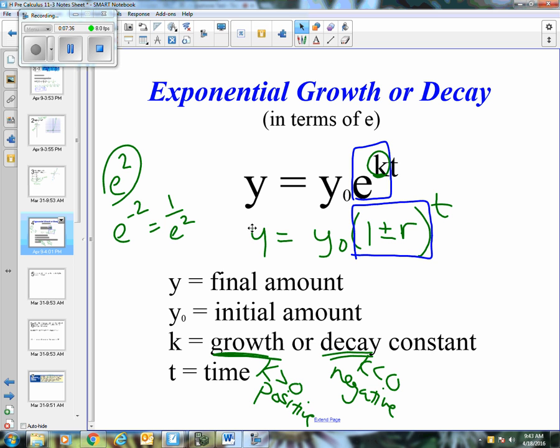So we think still about it like just adding and subtracting before. It's positive if it's growth, or it's negative if it's decay. So it works very similarly. It's just with a base of e now instead of this 1 plus or minus r.